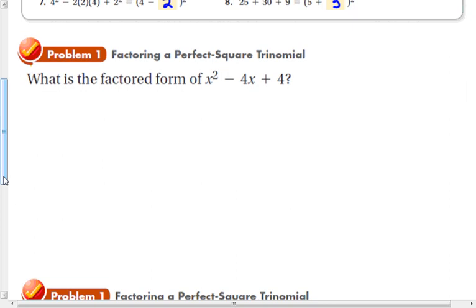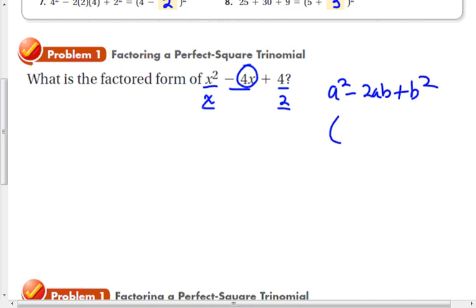Now, this can be factored the way we've always been factoring, but if you recognize that this number is a perfect square, and this number is a perfect square, and that this middle number is, if you think of the square root of this number as 2, and the square root of this number as x, and you multiply those two together and then double it, you end up with this. Then it's a form of perfect square trinomial. It matches this form, a squared minus 2ab plus b squared, and that will factor into (a minus b) squared.